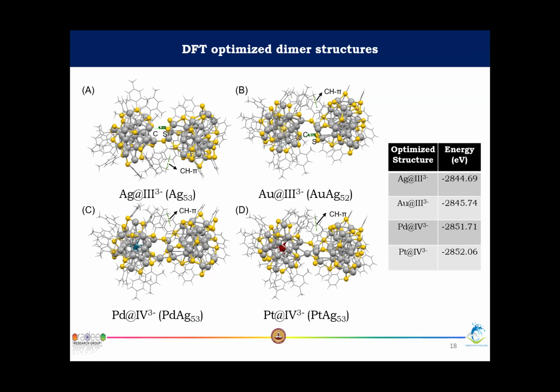And there is no pi-pi interaction for stabilization. Only CH-pi is there. CH-pi is there, no pi-pi interaction.